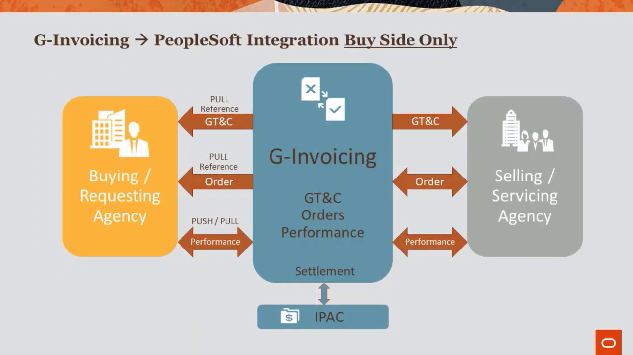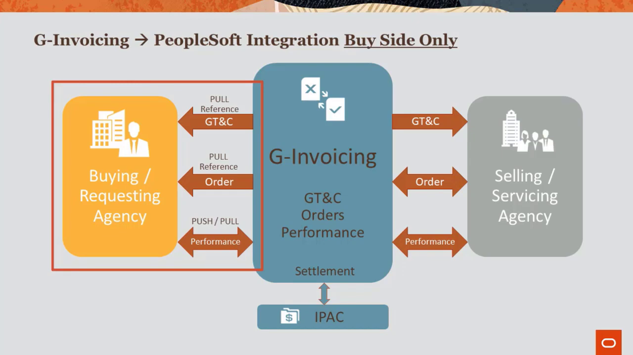The U.S. federal government Department of the Treasury implemented the Invoicing system to manage intragovernmental buy-sell transactions. PeopleSoft provides integration that supports the Invoicing requesting agency procure-to-pay business process. PeopleSoft provides only buying agency integration with the Invoicing system.